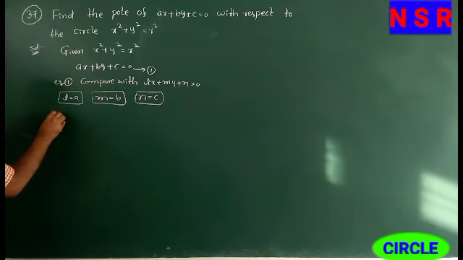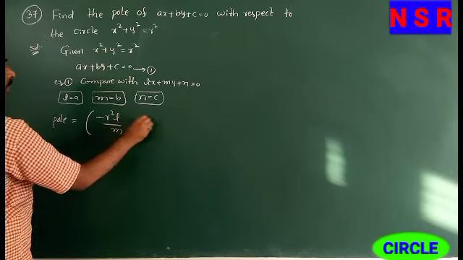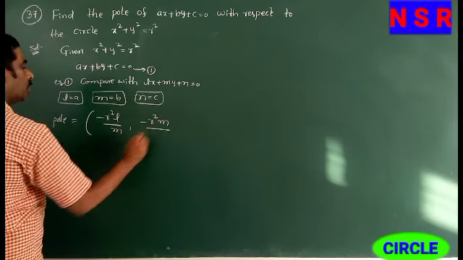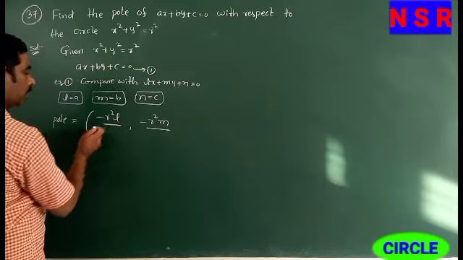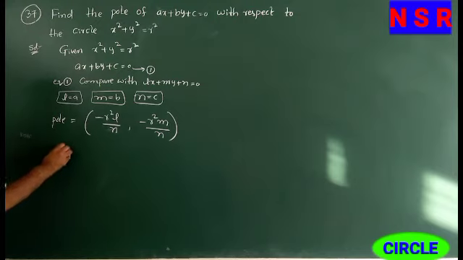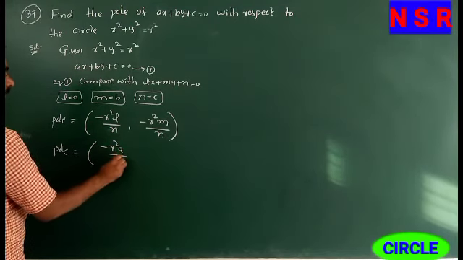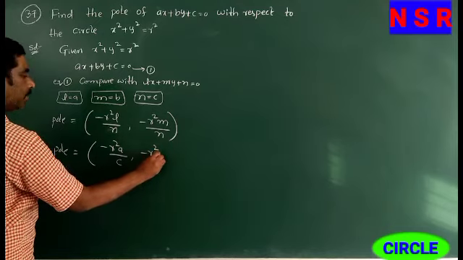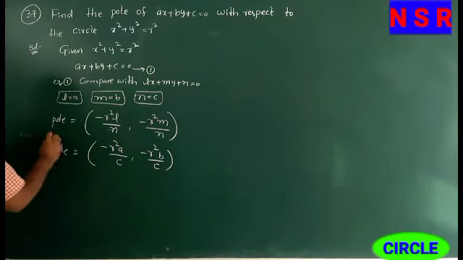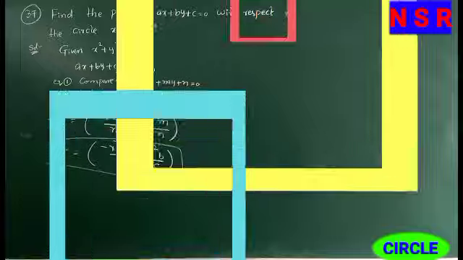So here the pole equal to minus r square L by n, minus r square m by n. Substitute values here: minus r square a by c, minus r square b by c. So this is the value of the pole. So the pole equal to minus r square a by c, minus r square b by c.